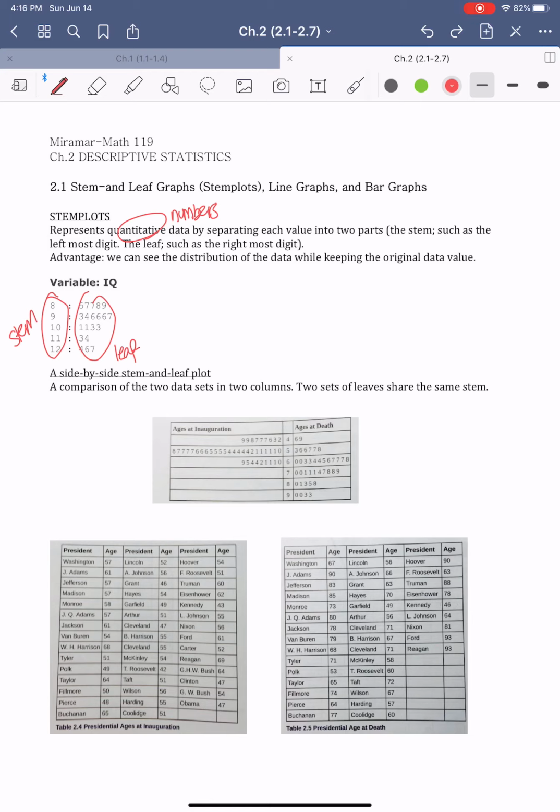Advantage: we can see the distribution of the data while keeping the original data value. I'll talk about this in a minute. So how do you interpret this data? This is going back to that IQ score data that we worked on in chapter 1. On the first stem and leaf, there's an IQ score of 85 because there's a 5, and there's 2 7s, so you have 85, 87, 87, 88, and 89. Okay, that's how you interpret the data.